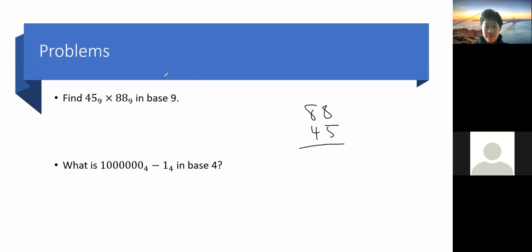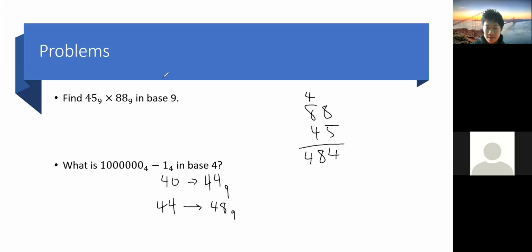We first do 8 times 5. That's 40. I have a table running here. 40 base 10. Well, how many 9s can I fit in that? 4. I can also fit in 4 extra. That's 44 base 9. But the 4 down here, the other 4, moves up. 8 times 5 plus 4, 44 now. 44 base 10. What's that base 9? That's 48 base 9. 8, 4, good.